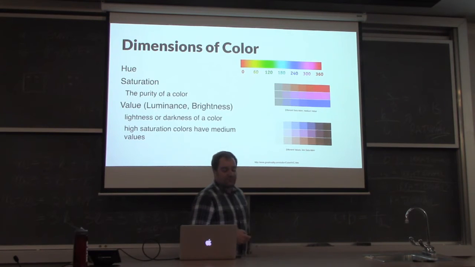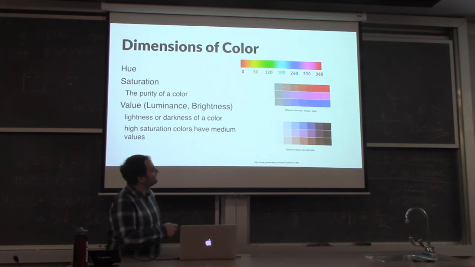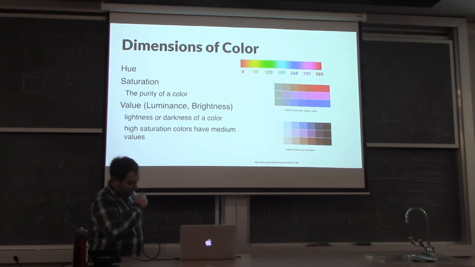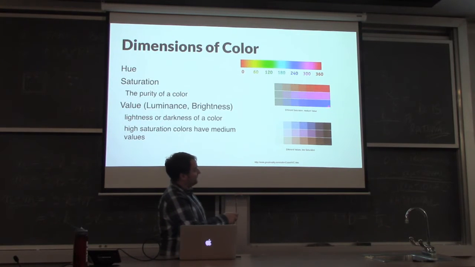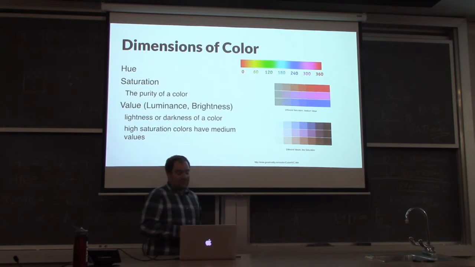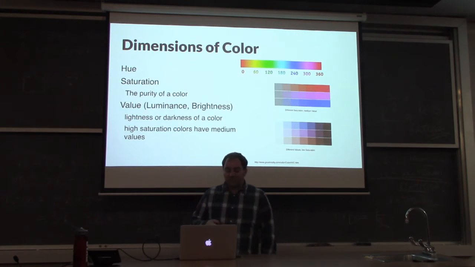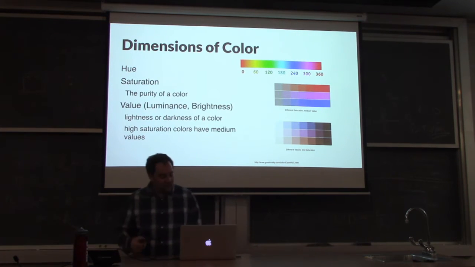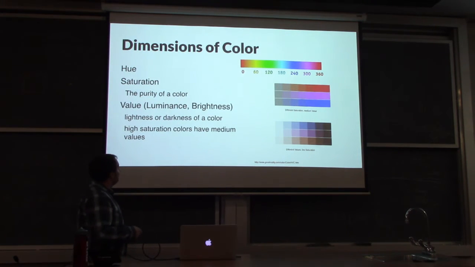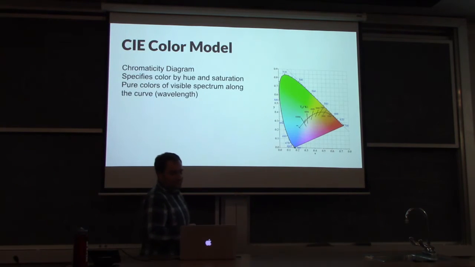Saturation describes the purity of a color. Here we have no saturation, and then we increase the saturation constantly until we have 100% saturation in the 3 cases. And then the value, or luminance or brightness, but we'll be using the term value, is the lightness or the darkness of a color. So typically high saturation colors have medium values.